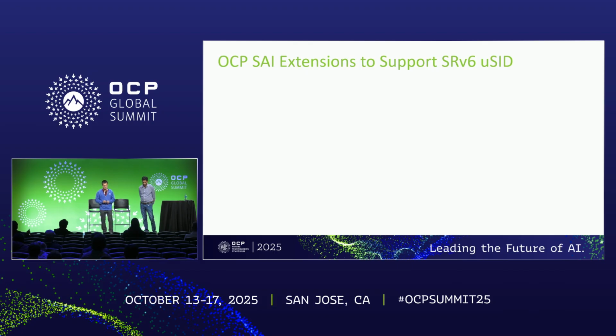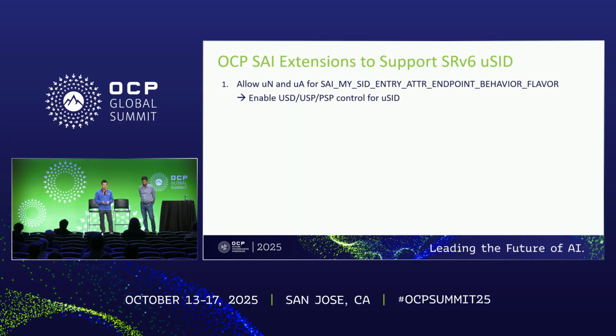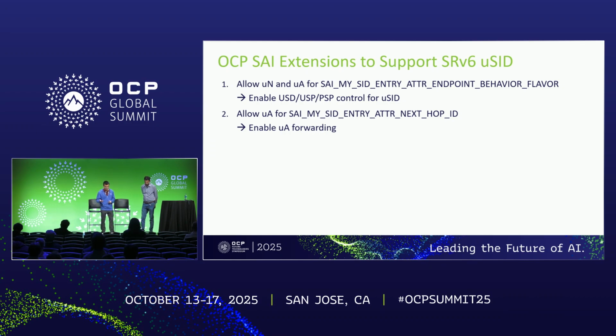And in order to support the SRv6 usage feature, we actually did some enhancement to the existing OCP SAI. So first, we enabled the endpoint flavor control for the basic UN and UA feature. So this allows you to determine what the SRv6 module, the ASIC, does with the packet when it reaches the end of the SRv6 SID list. And second, we enable this SID entry next hop attribute for the UA function so that we can do UA forwarding.